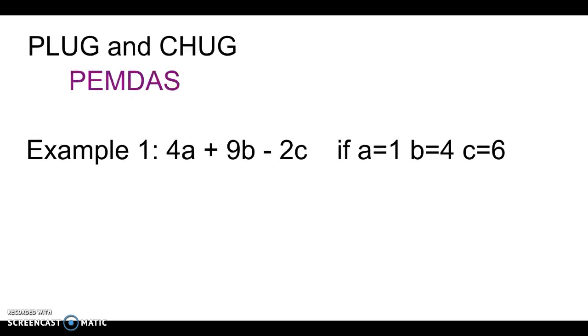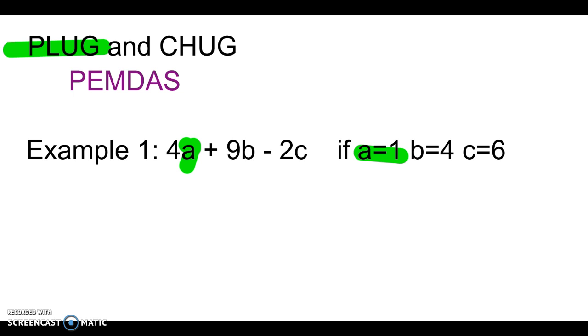All right, so when we are doing this, we are given a problem with variables in it. So, for example, example 1, 4 times a plus 9b minus 2c. If you look over here, it says if a equals 1, b equals 4, and c equals 6. So, we are going to plug in. We're going to actually plug in. So, a is equal to 1, and we're going to plug that in right here where we see an A. If we have multiple A's in this problem, everywhere we would see an A, we would put a 1. So that is the plug part of that at the top.